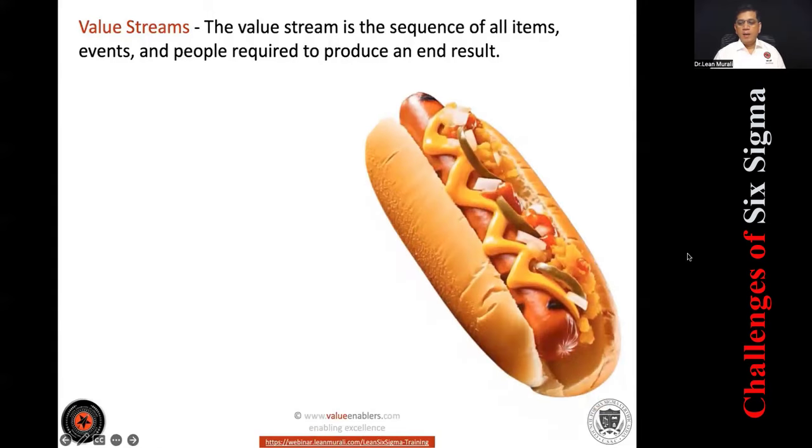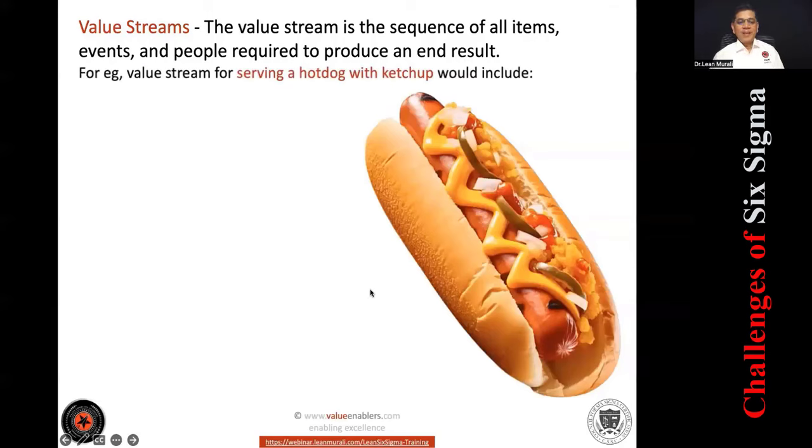Okay. What do you see on the screen? And for those who love this, give a love emoticon. Who likes this? Okay, right. Now, if you want to make this hot dog with ketchup, what would it include? Now you can type all the things that are required to manufacture this. Whoever knows can type, whoever does not know can just observe the chat box.